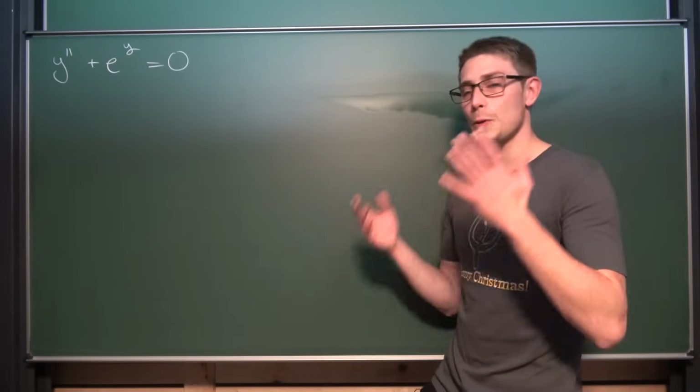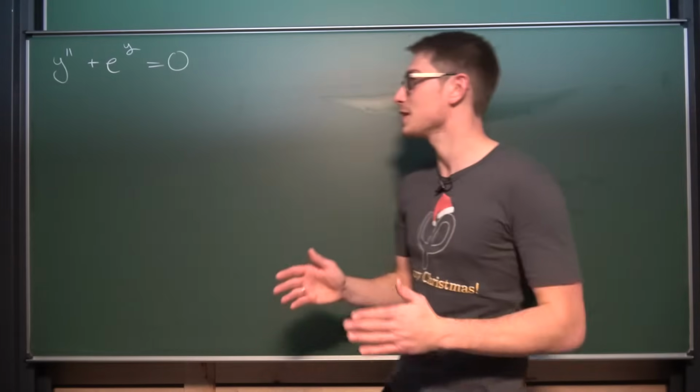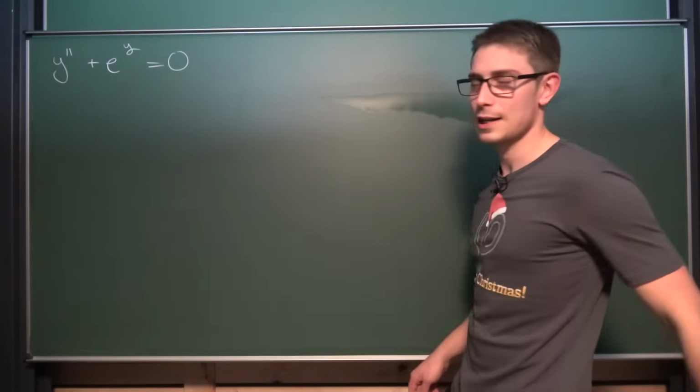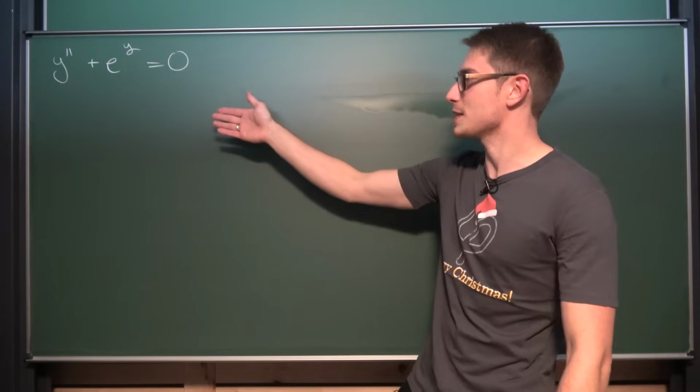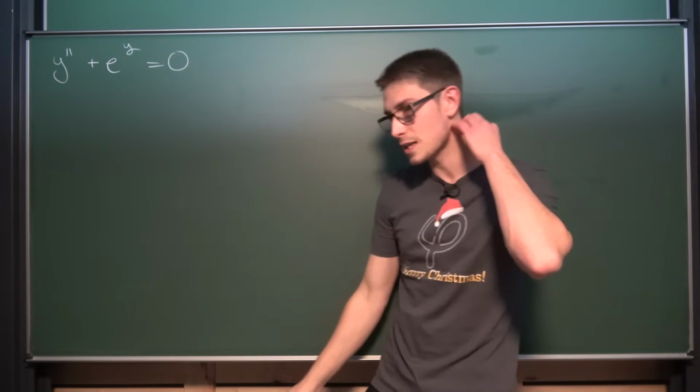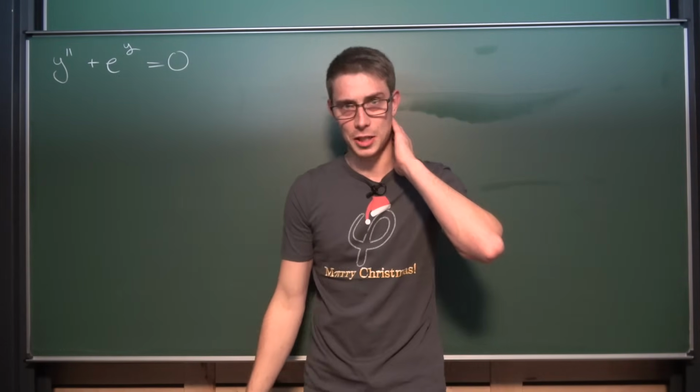And today we are going to start off on the first day of the Advent calendar with a banger. At least I do hope so. This differential equation, y double prime plus e to the y is equal to 0. And it's going to be an improvised session.